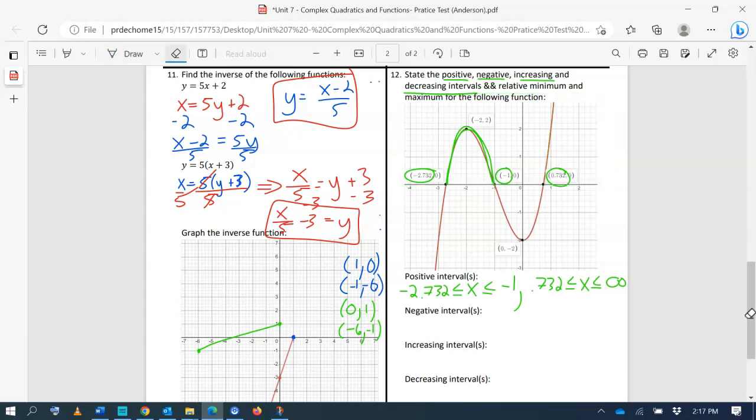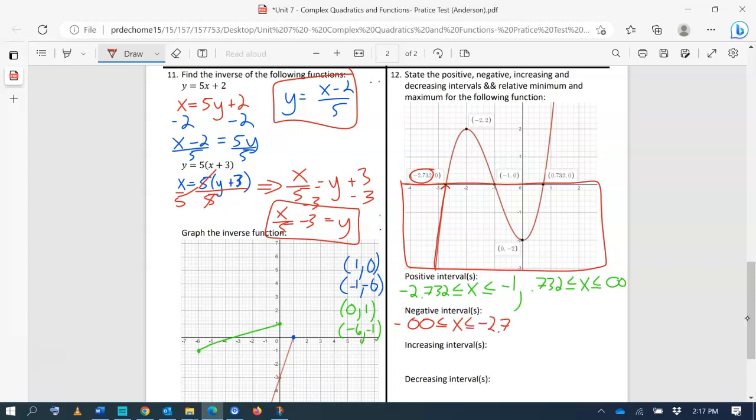Okay, let me erase my work up here so nothing's distracting. Now the negative intervals is very similar to the positive intervals, but it's everything that's below the x-axis. So we have from negative infinity to -2.732. So negative infinity, x, -2.732, comma, and then our other negative interval is from -1 to 0.732. So -1, 0.732.